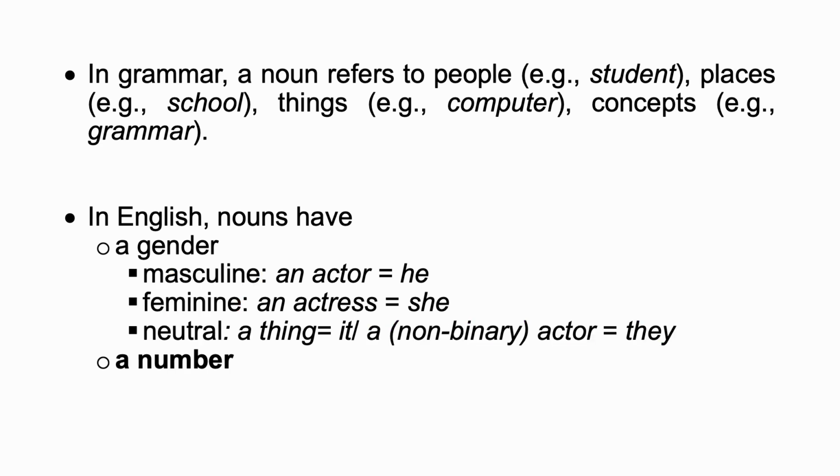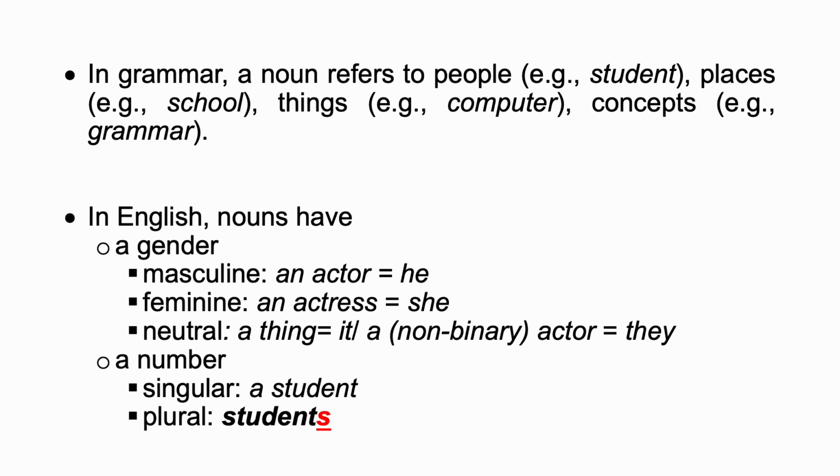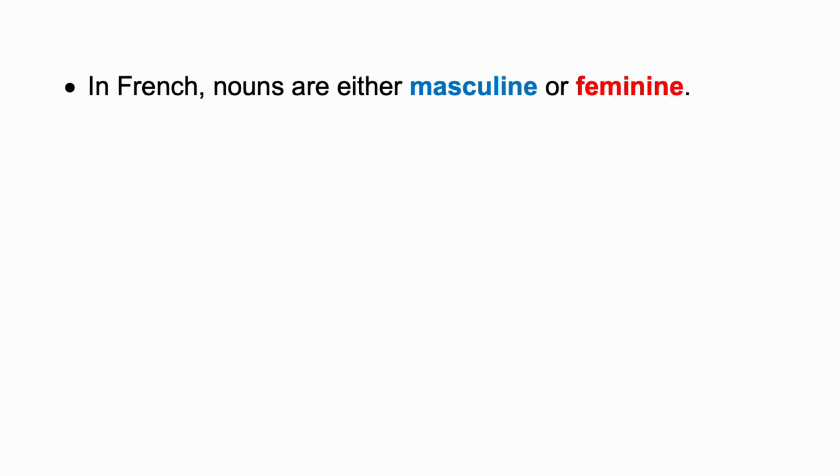English nouns also have a number that is the singular or the plural. An example of a noun in the singular is student, and in the plural, students. Usually, the plural is marked with the ending s in English. In French, nouns are either masculine or feminine.